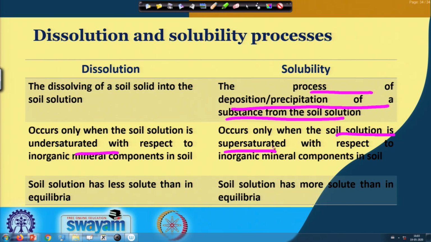So, basically these are two opposite processes. In case of dissolution, soil solution has less solute than in equilibria. However, in case of solubility, soil solution has more solute than in equilibria. So, as a result of that, due to the supersaturation, there is a precipitation or there is deposition. However, when there is less solute than in equilibria, obviously there will be further dissolution to maintain the equilibrium.